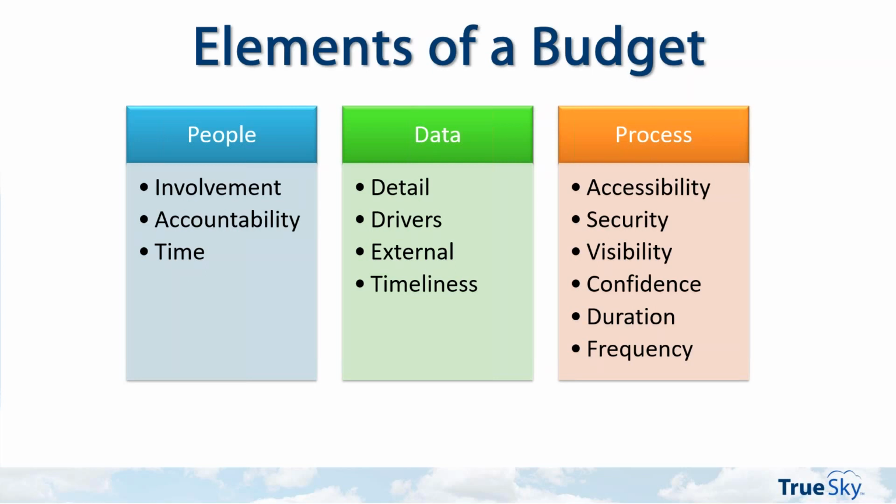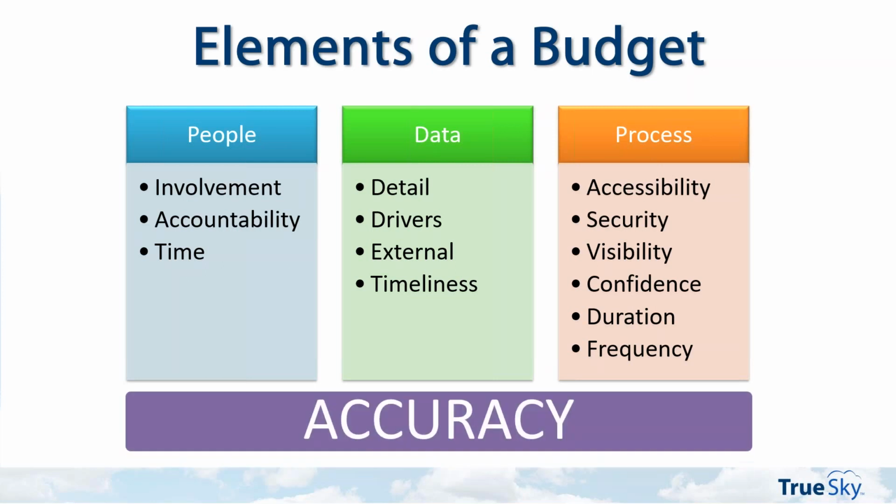Now, the problem is, if you have a breakdown in any of these areas, whether it be the people's involvement, their accountability, or how much time they have available, or any of the problems with the data or the process, at the end of the day it's going to dramatically affect the accuracy of the numbers that you've put together.